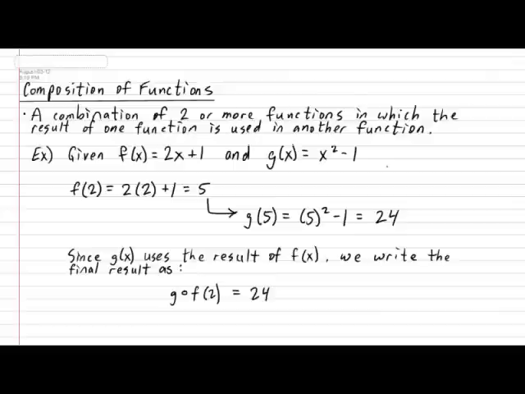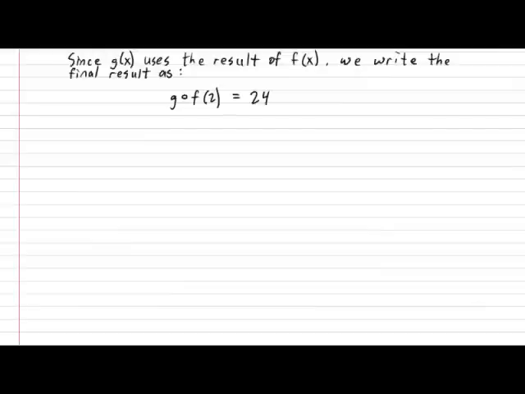The circle symbol is literally just that. It's a small white circle between the g and the f. Now the order of the g and the f is important. The tricky thing about the order is remembering that the function that's written first, in this case the g, is actually performed last. So the function that's written after the circle is actually performed first.